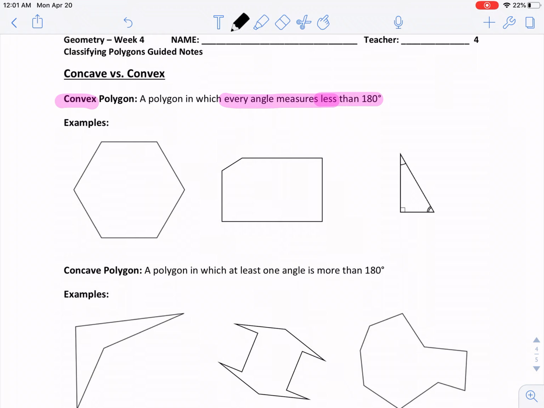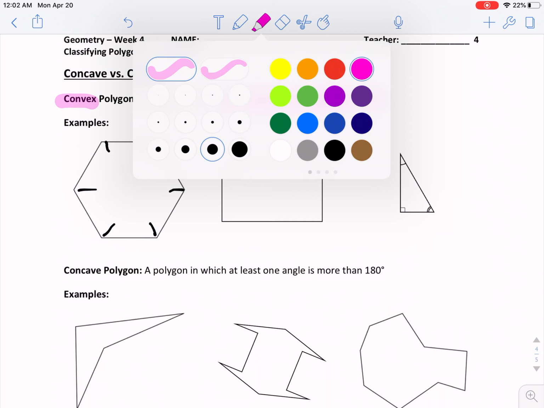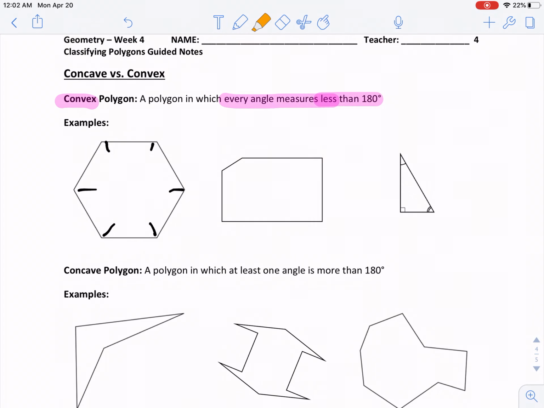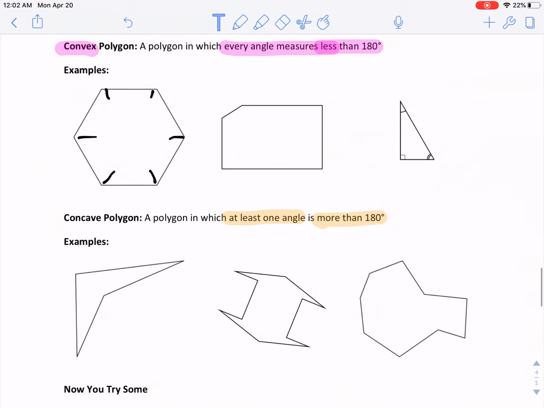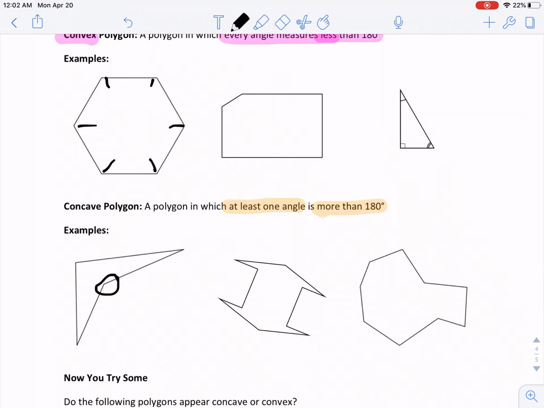So if we look at this first one, points out, points out, points out, points out, points out, points out. If you notice, that's the same for all of those. So convex means that it's pointing out. Concave, on the opposite hand, is when one angle is more than 180, meaning at least one angle points toward the inside of the shape. Notice right here, that angle's angled in, so it's concave.